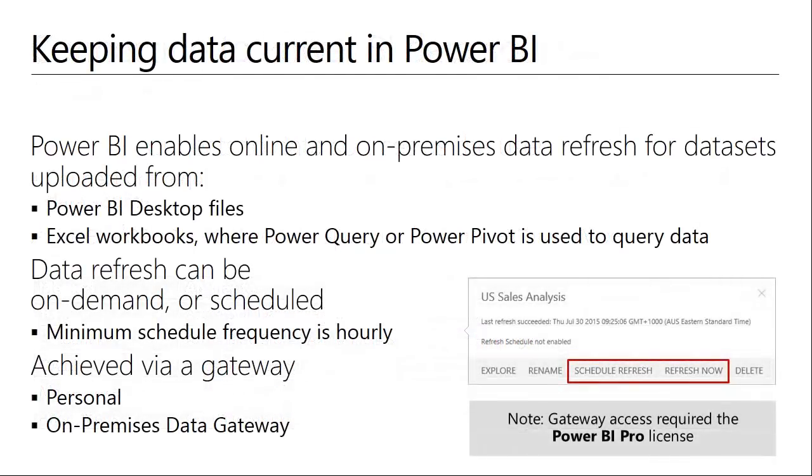On the topic of keeping data current in Power BI, the Power BI service enables online and on-premises data refresh for datasets that are uploaded from Power BI desktop files and Excel workbooks that have the data model. Data refresh can be either on demand or scheduled, and the minimum schedule frequency is hourly. This is achieved via a gateway, and there are two gateways. There is the Power BI Personal Gateway and the on-premises Data Gateway. Note that gateway access requires the Power BI Pro license.